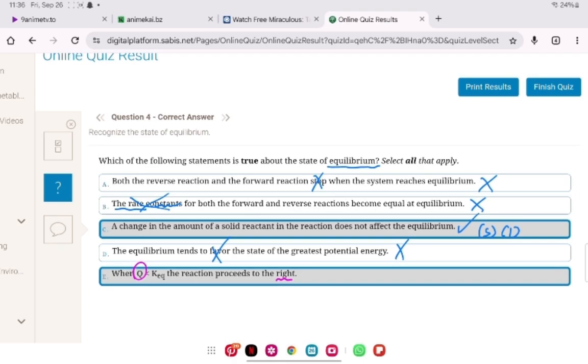I'm trying to explain it in a simple way, but it's kind of confusing. But yeah, Q is where we are right now. K is our goal. Since Q is less than K, we need to increase the amount of products, so we need to move to the right to make more products. So this is going to be correct.